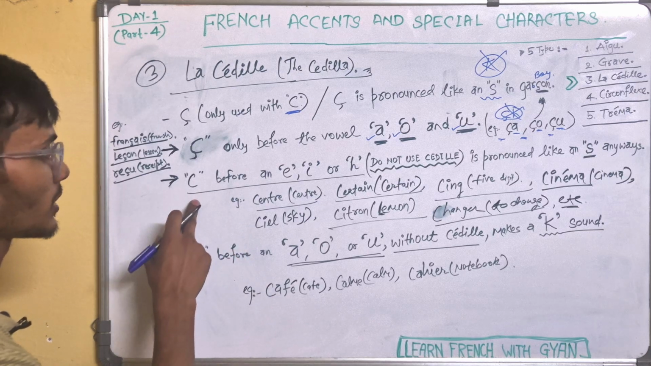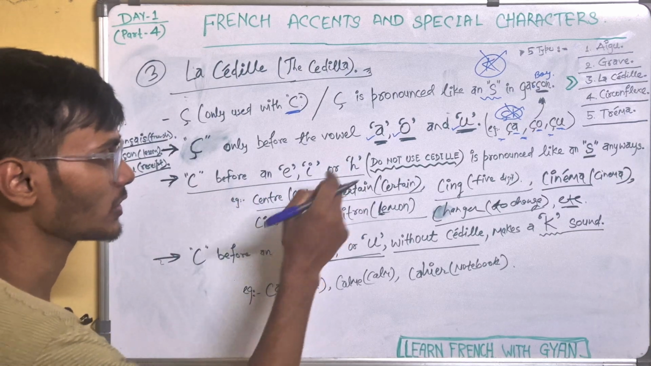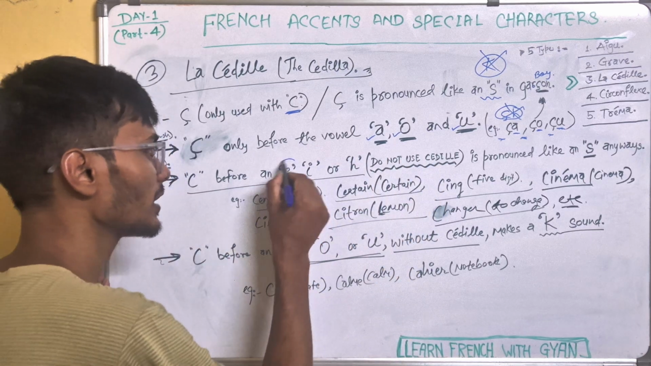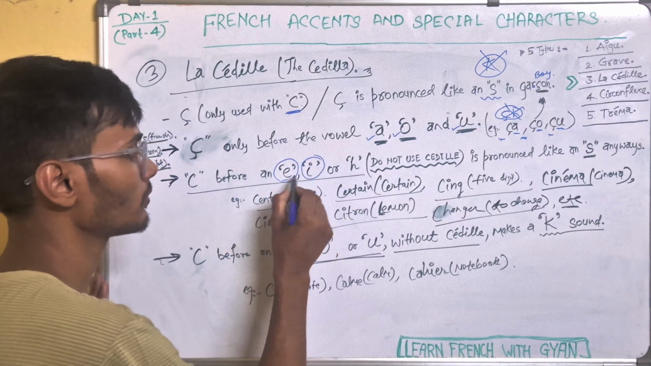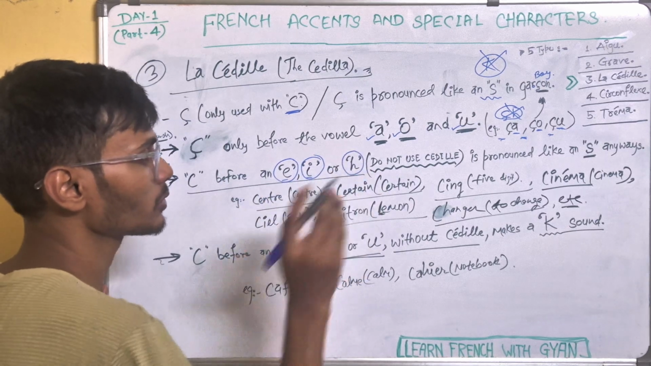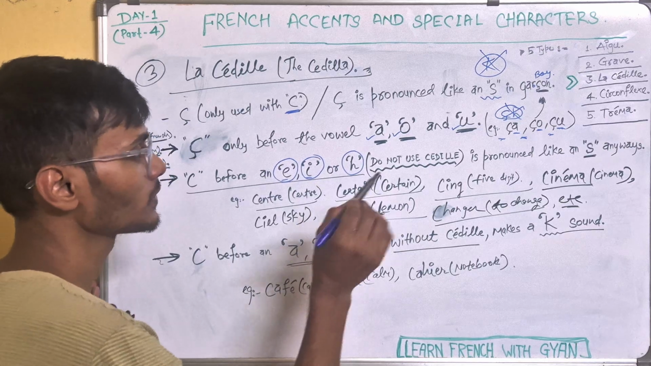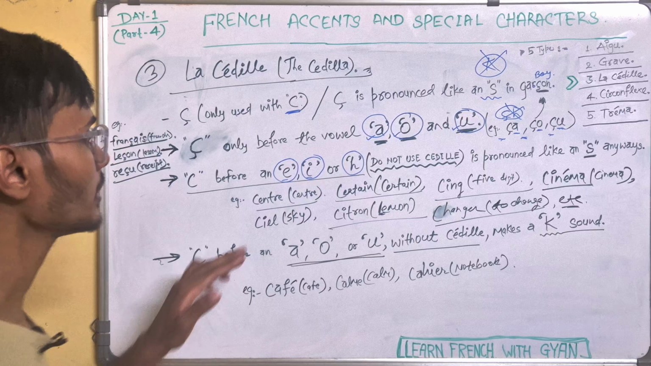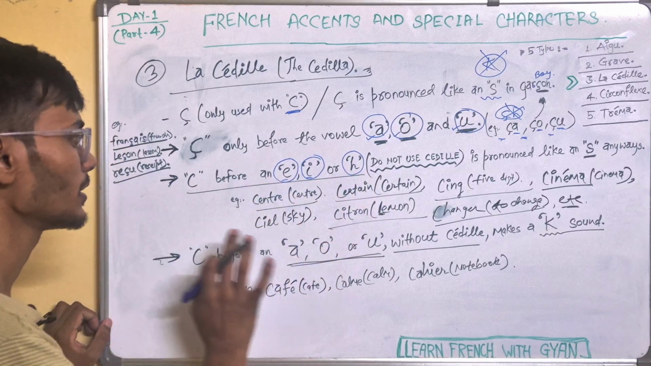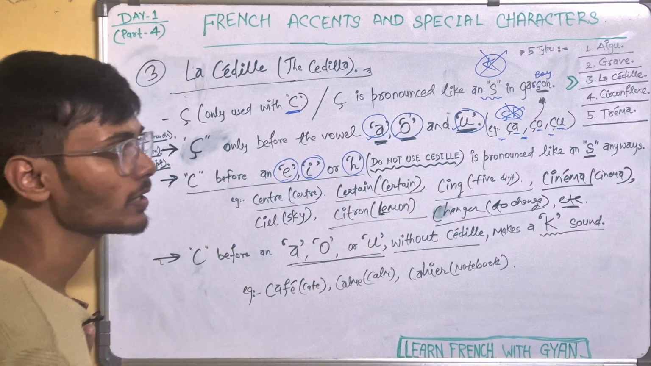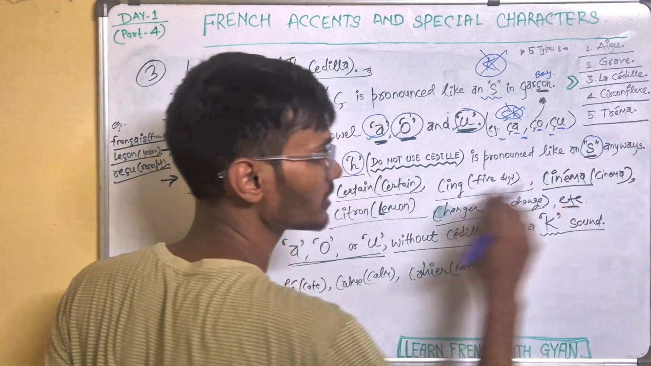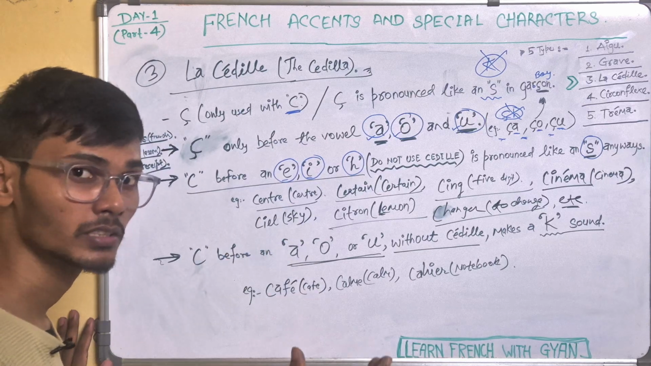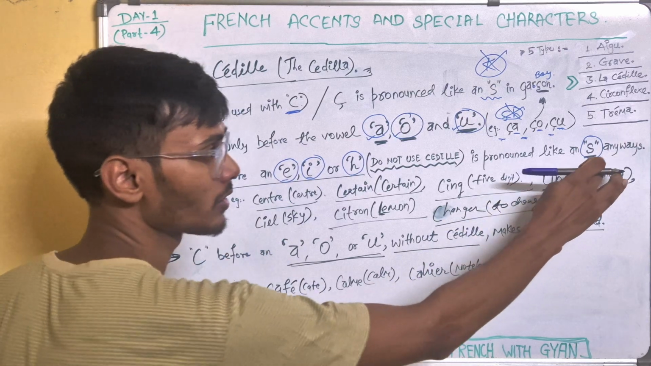Now let's move to the other part. Before an e, i, and h, do not use the cédille. So how are they different? We are talking about e here. This is one vowel, this is another, and h is considered a vowel, however it is not a vowel. So they are different from the group that we have seen here. So e, i and h do not use the cédille, and they are pronounced as is without it. Basically they do not need the help of the cédille to create the sound of s, which is desired in these cases.